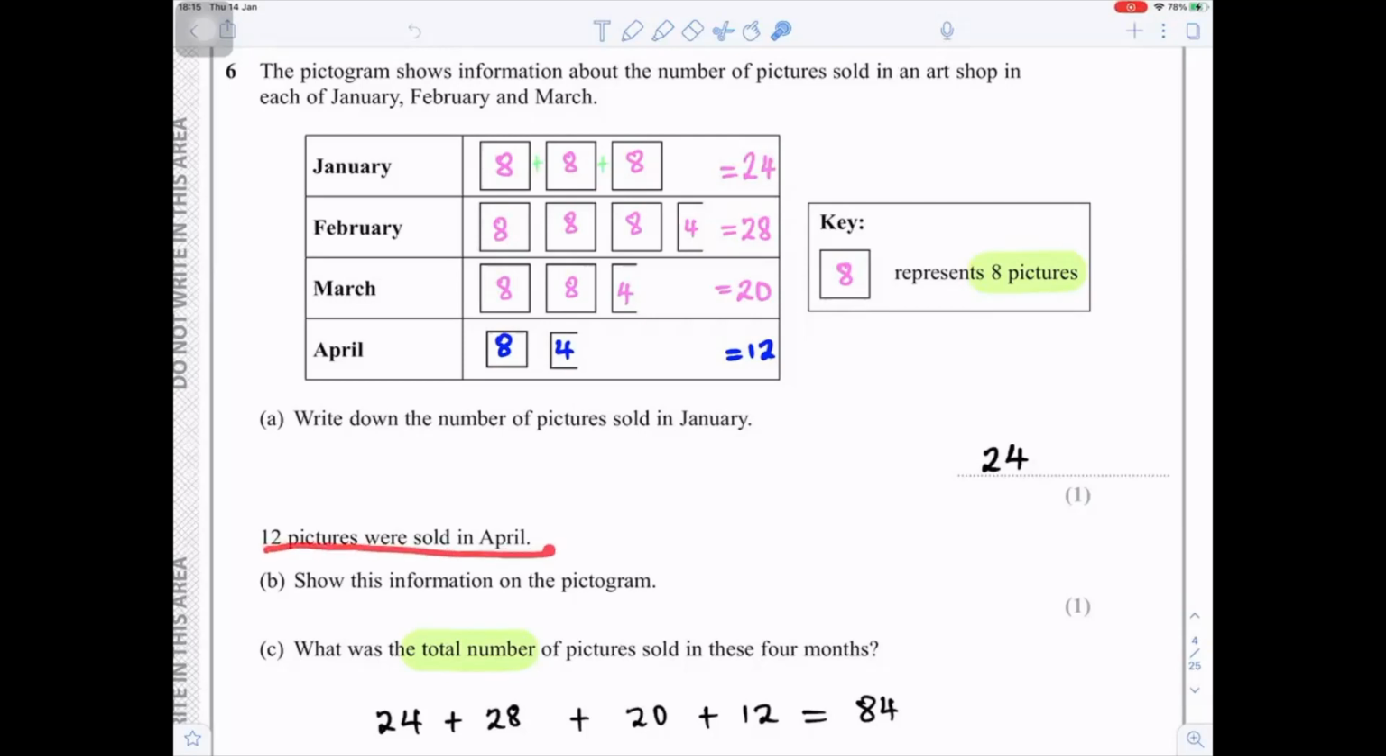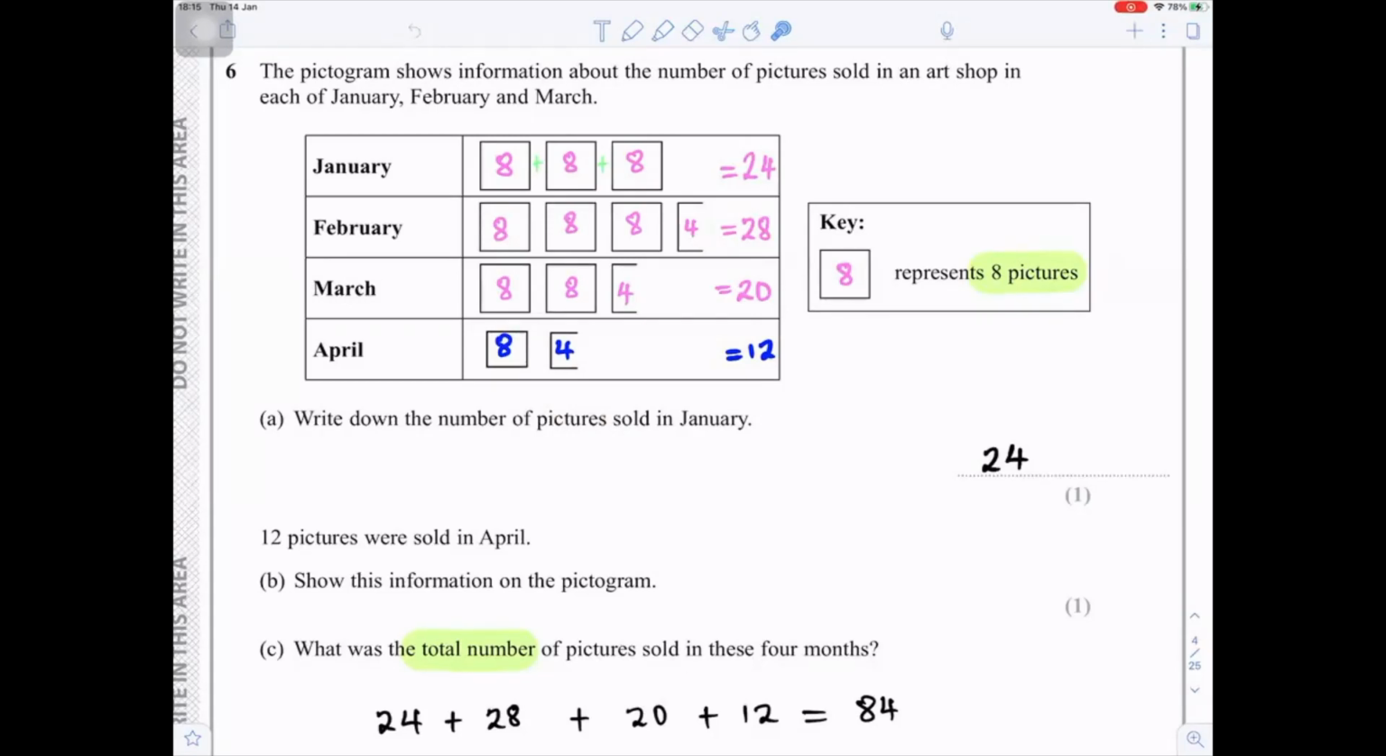12 pictures were sold in April. Show this information on the pictogram. In April, there were 12 pictures. So you have 8 for one square box and half of a box. 8 plus 4 is 12.